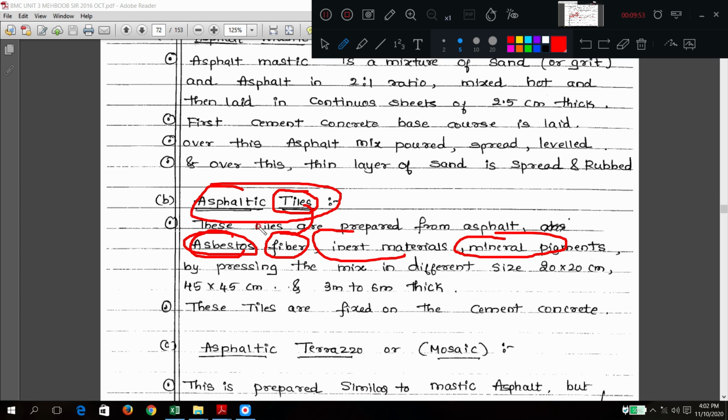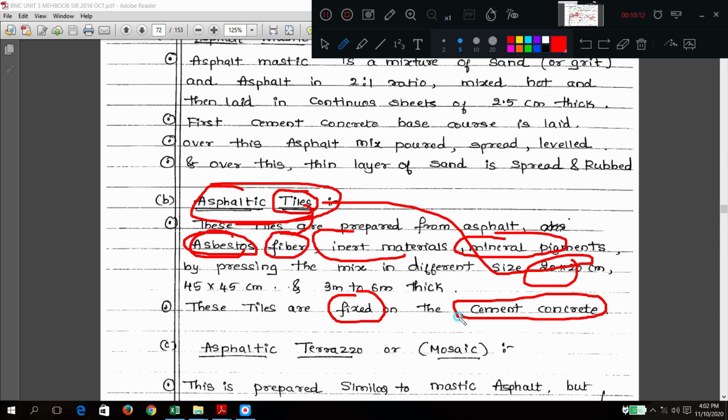That's all, sufficient. So the tiles may be this size, 20 by 20, 40 by 40. These are arbitrary sizes. In industry or in the market you can get any size, no problem. Okay, so how are asbestos tiles fixed? Basically, you can tell how the tiles are fixed.